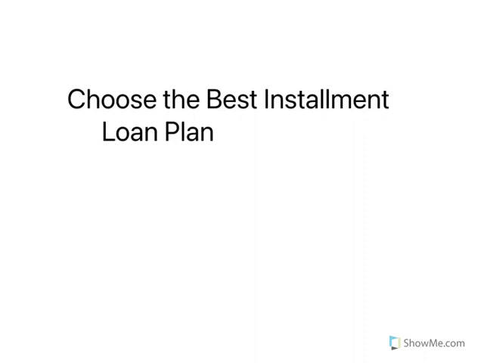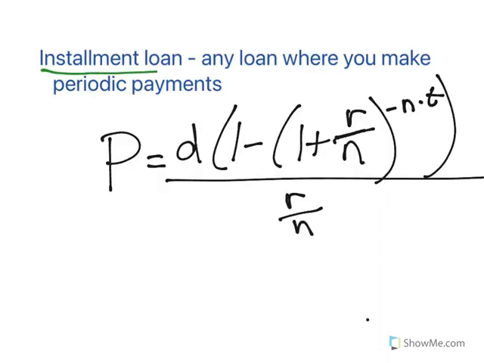Let's talk about choosing the best installment loan plan. So we're talking about money. Now, an installment loan is really any loan where you make periodic payments, in terms of compounding interest. If you have a simple interest installment loan, that is not this formula, that's something else. But for an installment loan with compounding interest, here's our formula.